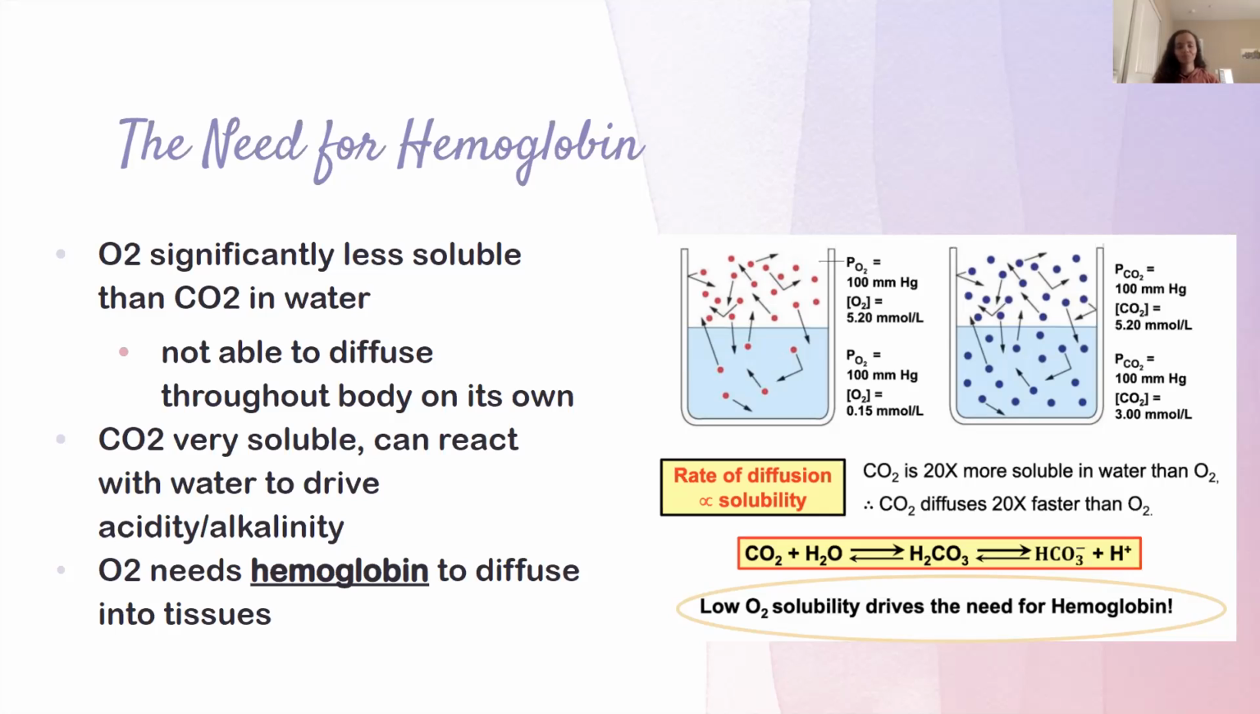And so CO2 is able to diffuse throughout the body on its own and trigger these different pH changes, but oxygen needs a little bit more help. Oxygen needs hemoglobin to be able to diffuse into the tissues and go about doing its functions.